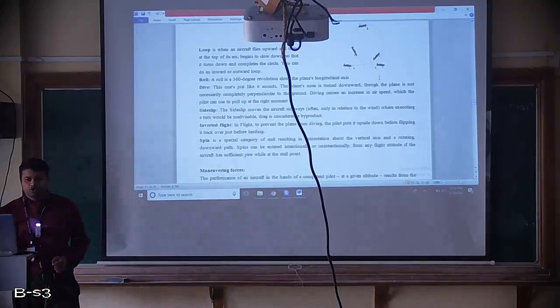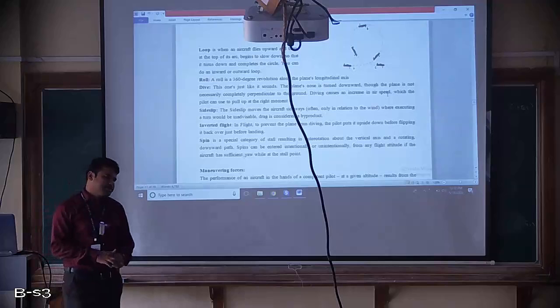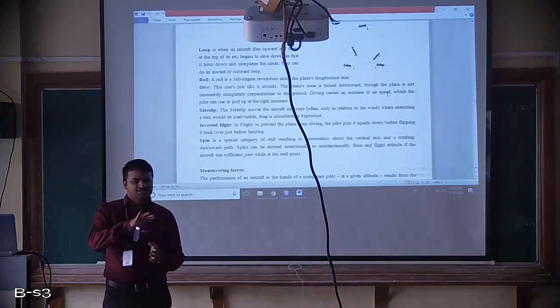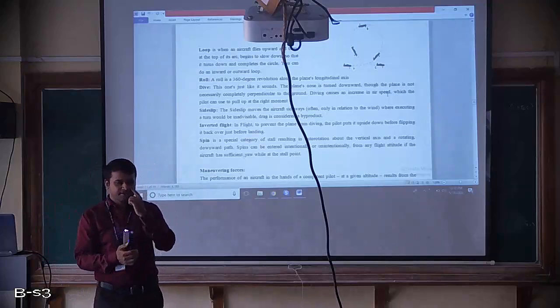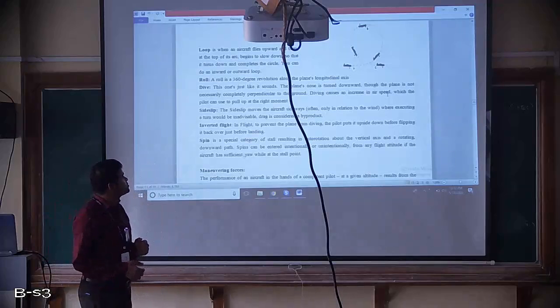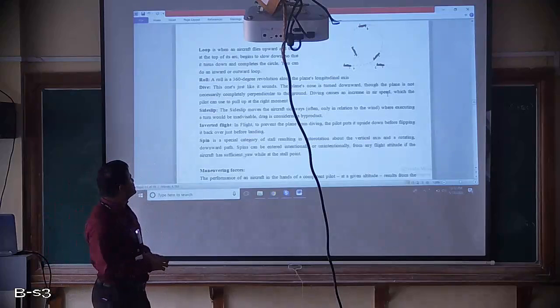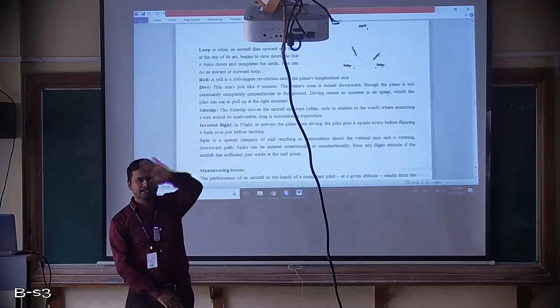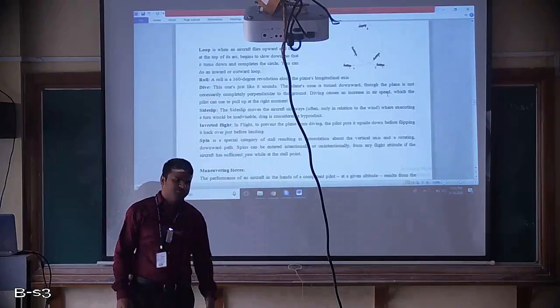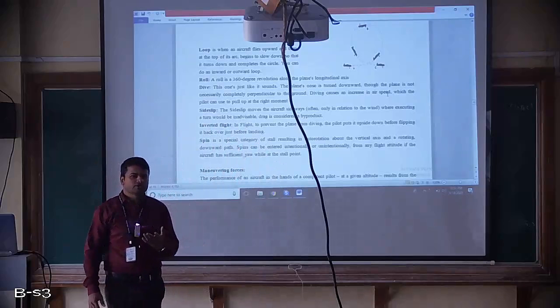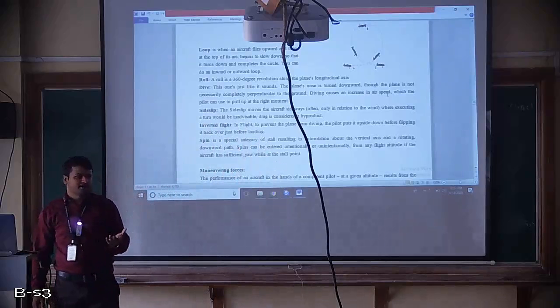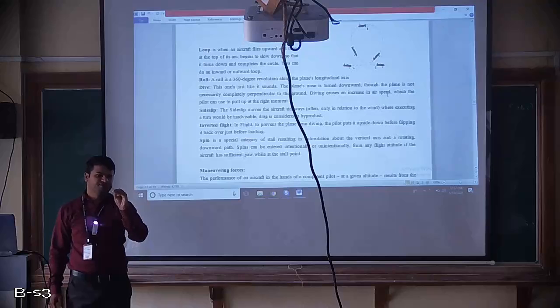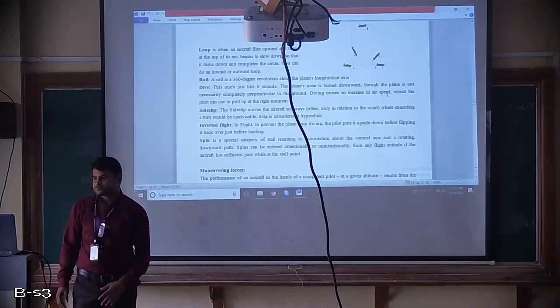So next is roll. Roll, I think everybody has seen. Roll means the 360-degree rotation of the aircraft along the longitudinal axis. So that is called roll. This aircraft is just rolling completely. You might have seen it in an air show. If you have not seen it, please go to Google and search for videos. You will get beautiful videos about these maneuvers.